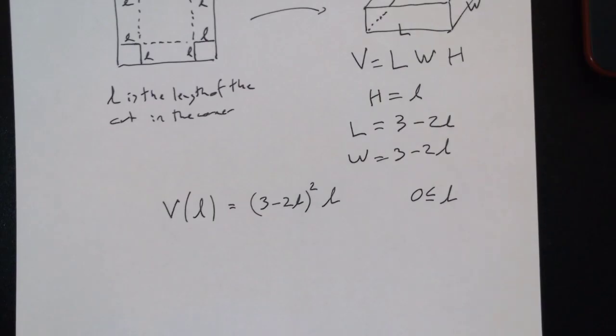What's the biggest thing I could cut? All of it, which would mean I make that L exactly in the middle. I cut away 1.5 feet on the left and 1.5 feet on the right, and I have, again, a box with volume 0.